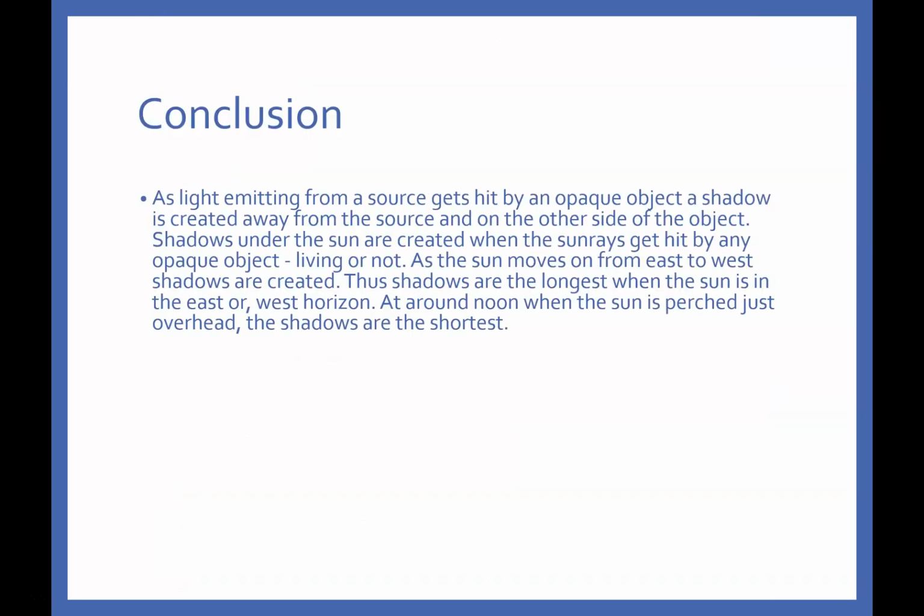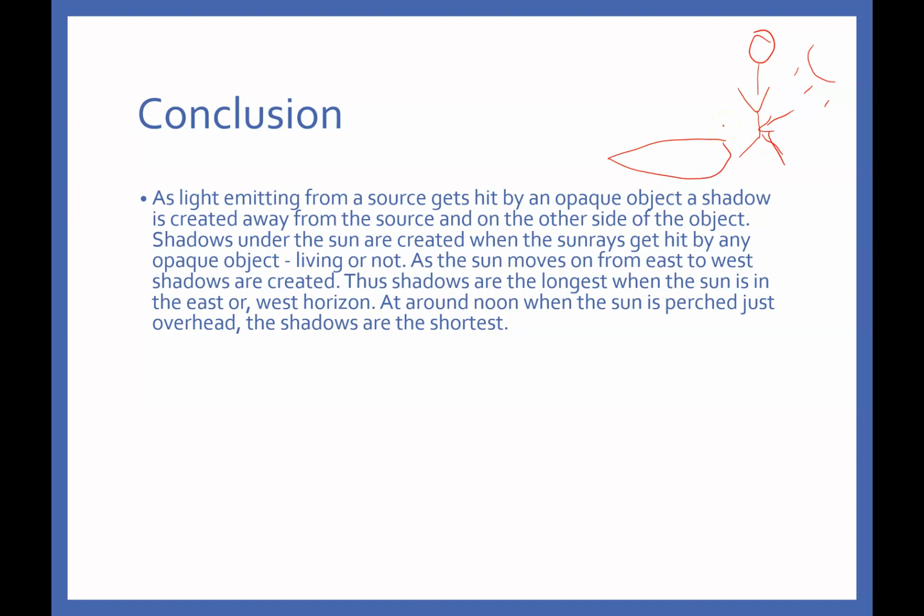So the conclusion for today. As light emitting from a source gets hit by an opaque object, a shadow is created. So here's our person. We are opaque. That means light cannot travel through us. So here's the sun. Obviously it's not right next to us, but when it shines on us, it hits our bodies and it creates a shadow behind us.